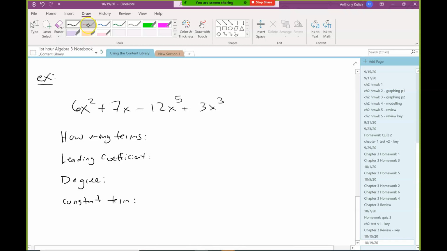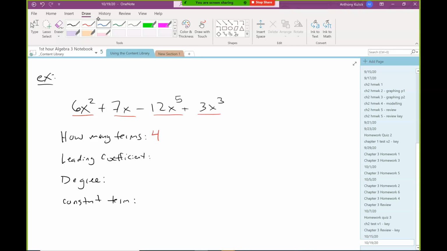Okay. So we're going to ask 4 questions here. I'm going to ask you, how many terms does this polynomial have? What do you guys think? 4, right? Everybody agree with that? Okay. So we have 1, 2, 3, 4.